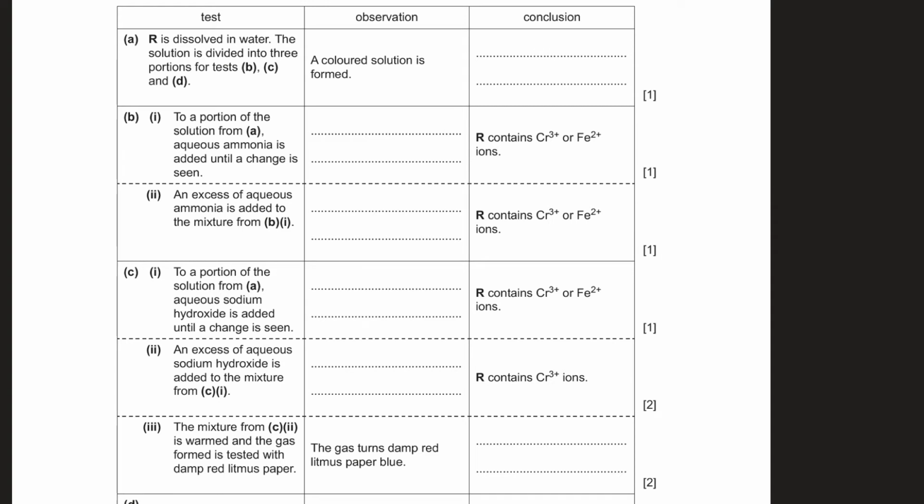A colored solution is formed. The color tells me that a transition metal ion is present. All right, that's what I know. Next we add aqueous ammonia in small quantity, giving us chromium 3 or iron 2. So that means we are getting a green precipitate. You can say just PPT in the exam and that will be fine.